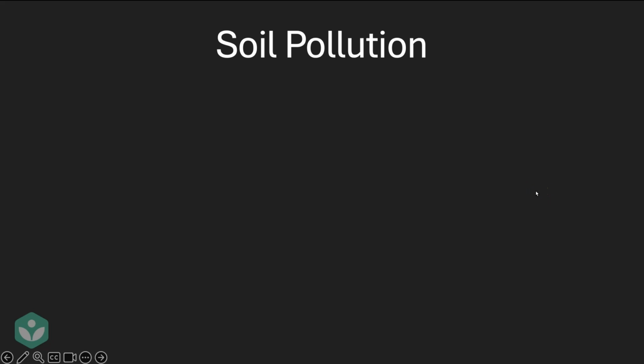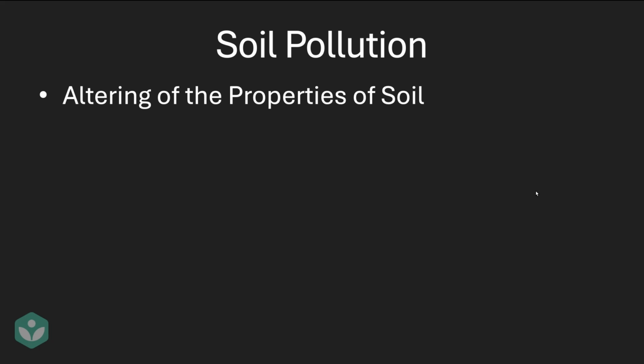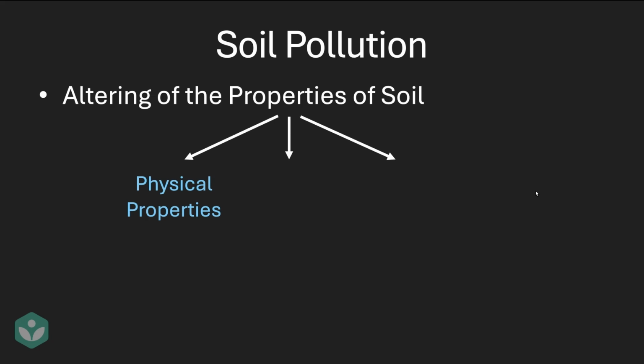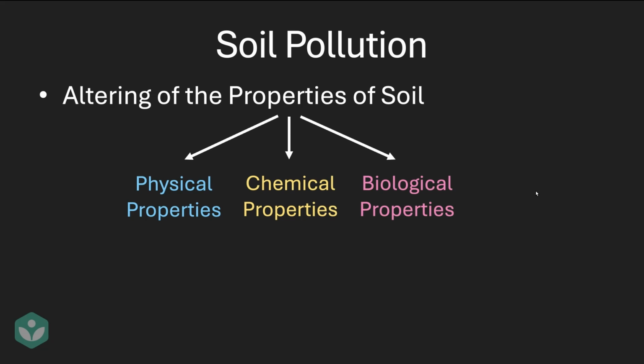In this video, we'll be discussing soil pollution. Let's begin by defining soil pollution. Altering the properties of soil is soil pollution. As simple as that. Now, in what ways can we alter the properties of soil? It could be altering the physical properties of soil, the chemical properties of soil, or the biological properties of soil, right?